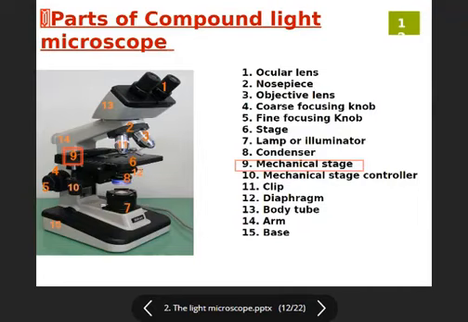And how can you use this ruler? You can use this ruler by this controller. Number 10 is this regulator, this controller. When you use this controller, the slide will move side by side or forward backward. Do you understand, dear students? This is not the focusing knob. This is to move the slide side by side.